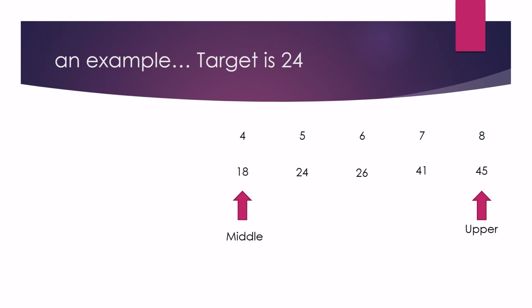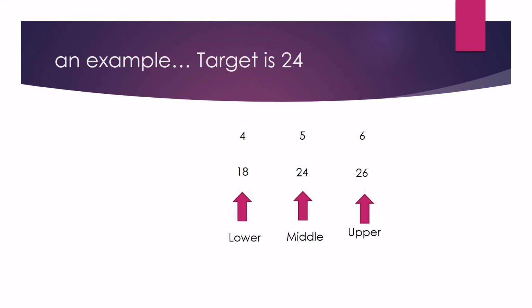So therefore now I have a new lower value, a new middle value, and my upper value hasn't changed. Once again, we're looking for my target of 24. I haven't found it yet, so I wipe out that part of the array. I have a new upper value, a new middle value. I've found my value there, and hey presto, there is my response. Piece of cake.